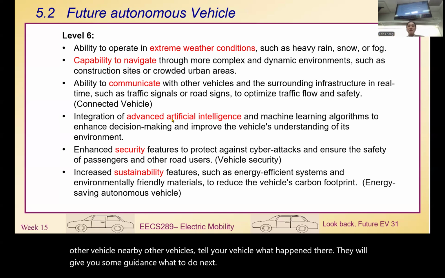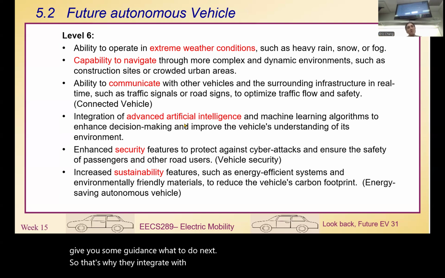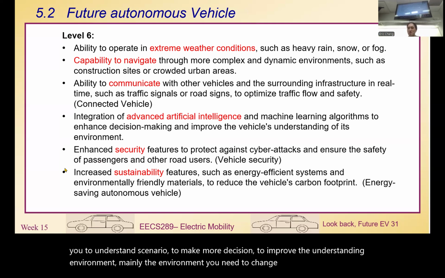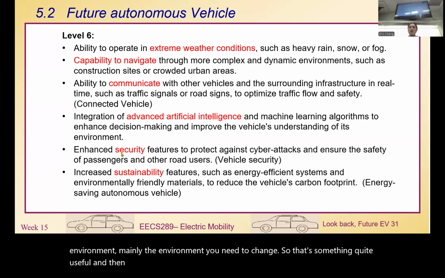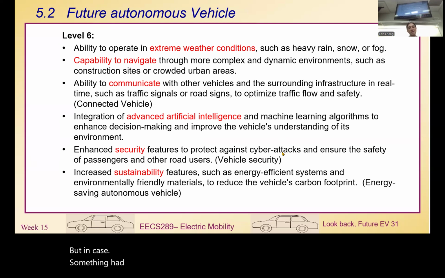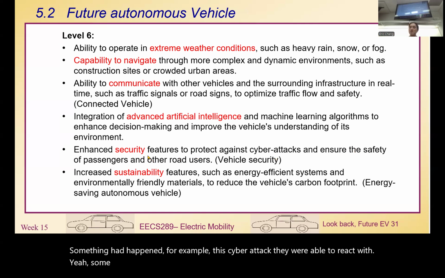So that's why they will integrate artificial intelligence, more like a human, to help you understand the scenario, make more decisions, and improve the understanding of the environment. Mainly it is the environment you need to change. So that's something quite useful. And then they also have some security features to protect against anything that could happen. Normal level 5 just drives according to the path, GPS, whatever. But in case something happens, for example a cyber attack or some intruder, the system is able to do something about it.